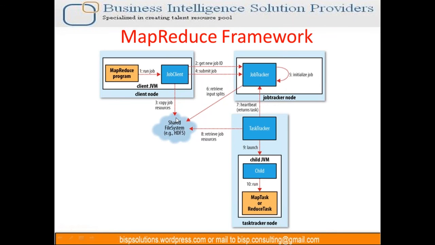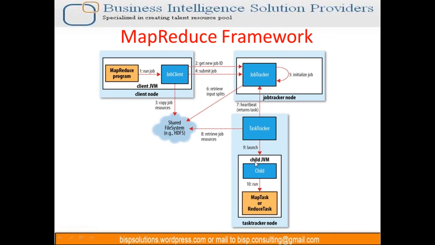But the flow is, once it gets the input split, it's going to tell the task tracker, can you start, can you run a task? Let's say that is a mapping task. So the first will be the mapping task. The job tracker will say, okay, you start your mapping process. Then this task tracker's responsibility is to retrieve all the job resources. So it's going to connect to the shared file system and copy whatever it needs, which is mostly the program and anything else if there is any. It's going to copy all of them on this node, and then it's going to launch a child JVM.